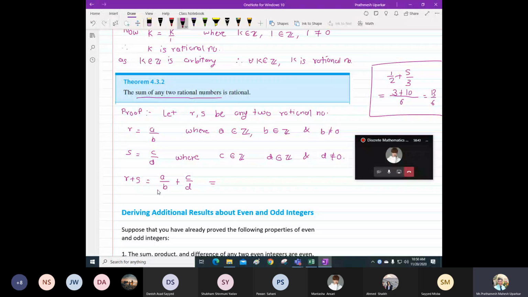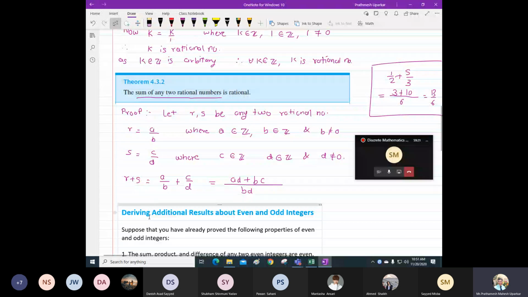How to add a by b plus c by d? Tell me. Anyone? ad plus cb, so I will write ad plus bc upon bd. Okay, so this is how I will follow. ad plus bc upon bd. Now what can I write here?